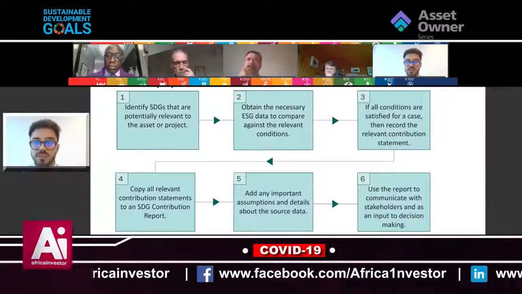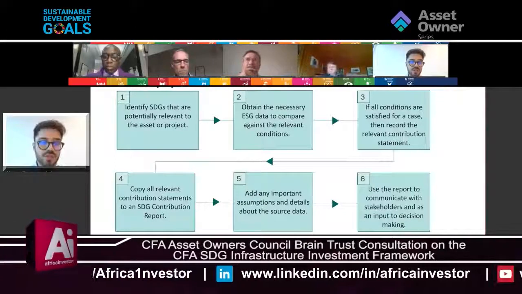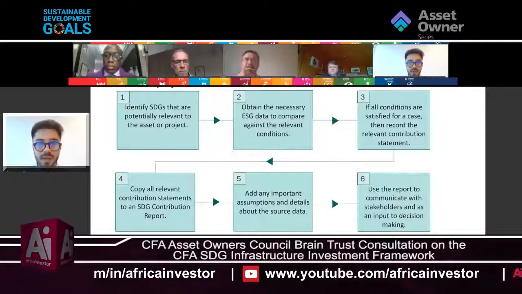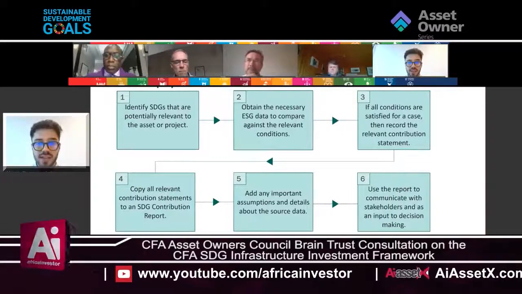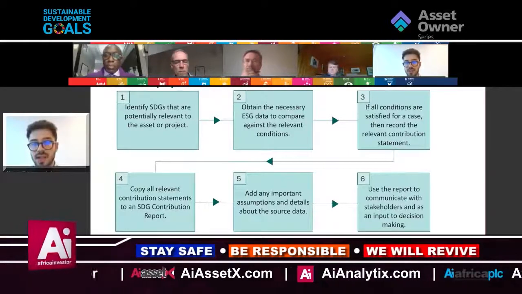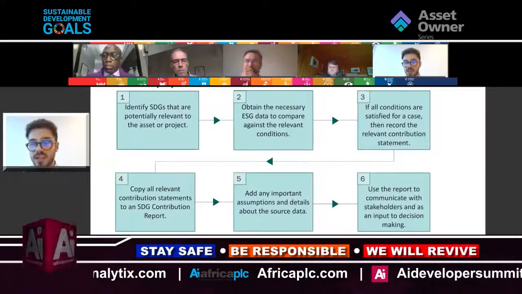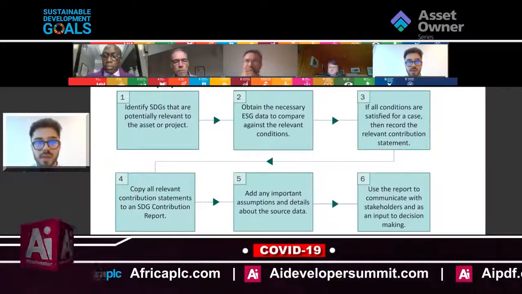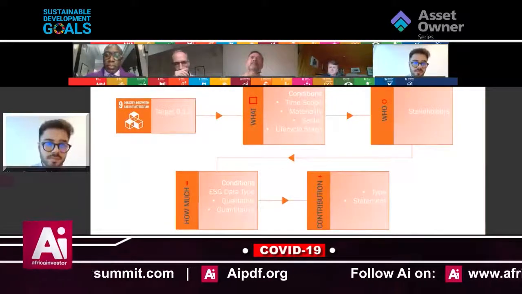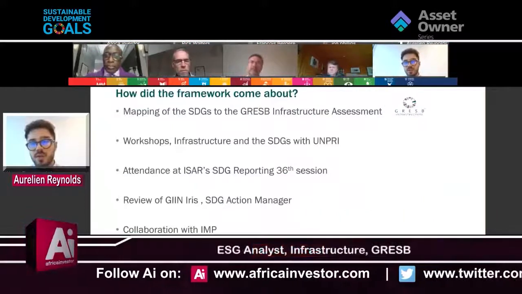Once you've done this and applied this for each SDG target, you can copy all relevant contribution statements to an SDG Contribution Report, here shown through number 4. After that, within number 5, you can add any important assumptions and details about the source data, and then you can use, finally, the report to communicate with stakeholders and as an input to decision making. And just to provide a bit of background as well to the methodology behind this. So how did this framework come about?